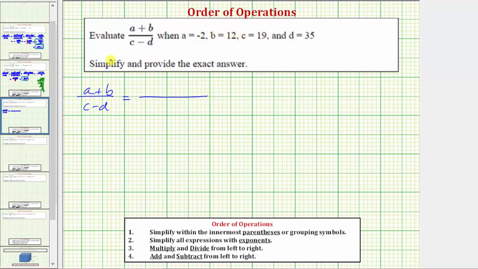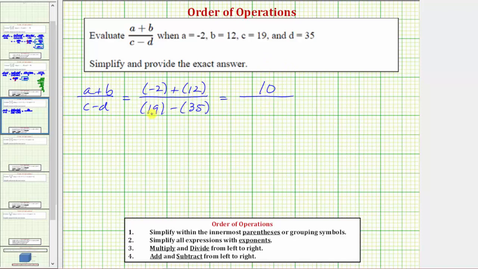So in the numerator, a is equal to -2 plus b is equal to 12. In the denominator, we have c, which is 19, minus d, which is 35. When we have an expression in fraction form, we simplify the numerator and denominator separately, then simplify the fraction. So looking at the numerator, we have -2 plus 12, which equals positive 10.